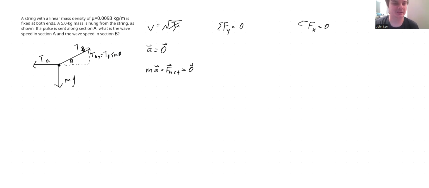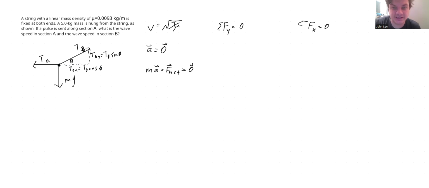Therefore, the component of tension B along the y direction is TB sine theta, and the component of tension B along the x direction is going to be equal to TB cosine theta, because sine is opposite over hypotenuse, and cosine is adjacent over hypotenuse. Therefore, by multiplying the hypotenuse by sine of theta and cosine of theta, you're able to get the opposite side, which is TBy, and the adjacent side, which is TBx.